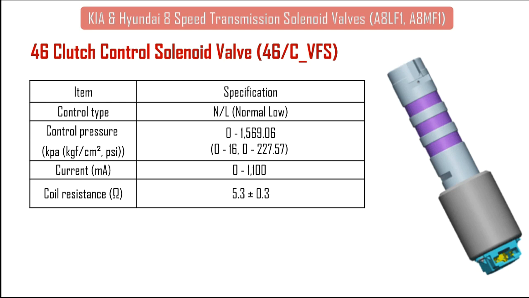But when high current is provided, this solenoid is going to provide the oil as well. As you see here, the current for this solenoid is 0 to 1100 milliamp. So it means when something close to 0 amp is provided to this solenoid, nothing or very little oil is provided from this solenoid valve to the 4 and 6 clutch. But if high current is provided, this solenoid is going to provide the oil to the 4 and 6 clutch.